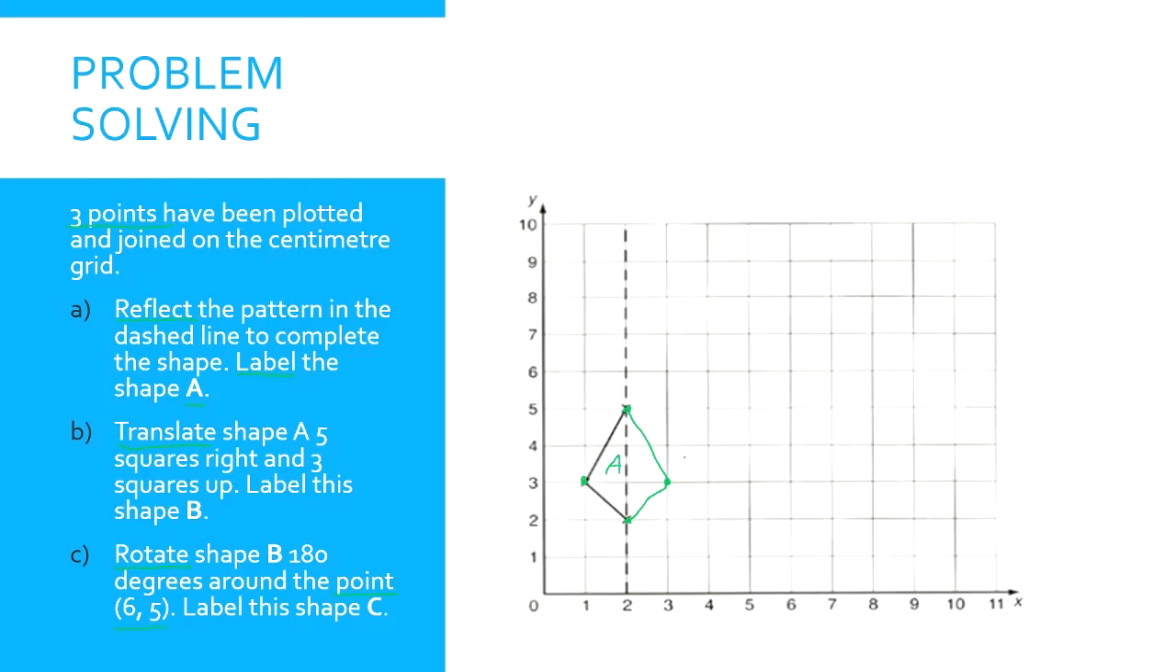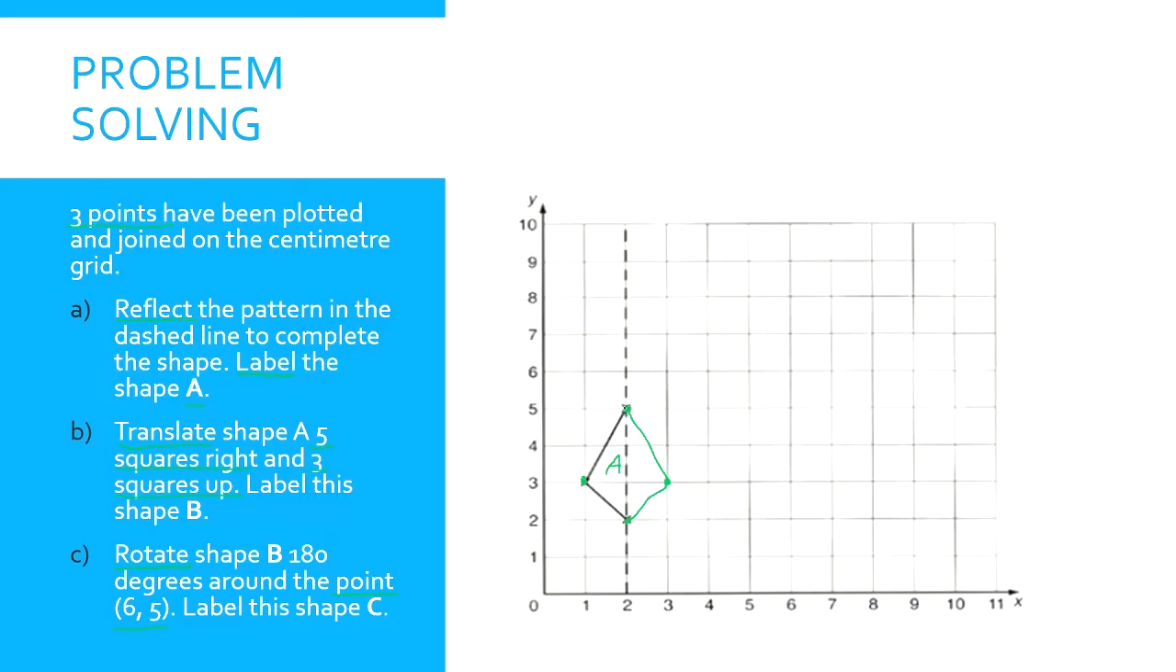Now, using shape A, I need to complete the translation question for part B. So I can see, underlining my useful information, that I need to move it 5 squares right and 3 squares up. I'm going to use exactly the same strategy that we've used for translating shapes in the previous questions. What I'd like you to have a go at doing now is pausing the video and see if you can work out where the shape would go, and then I'll draw in the answer for you after you've unpaused the video.